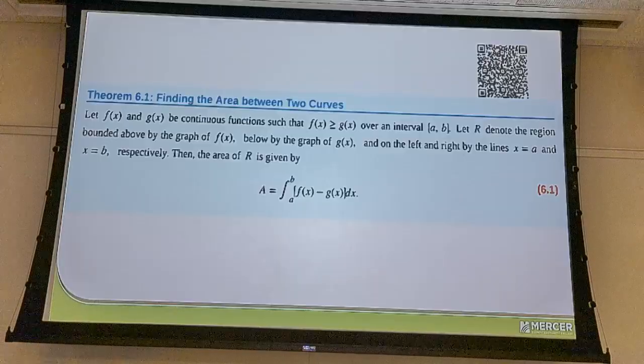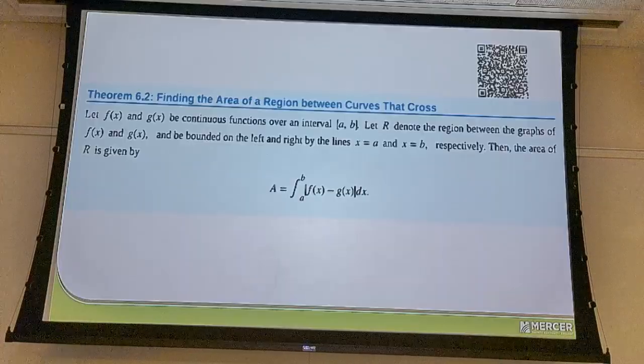But notice the stipulation here. f of x had to be greater than or equal to g of x over that entire interval. What if that's not the case? That's right. If they cross each other, it's just the absolute value.